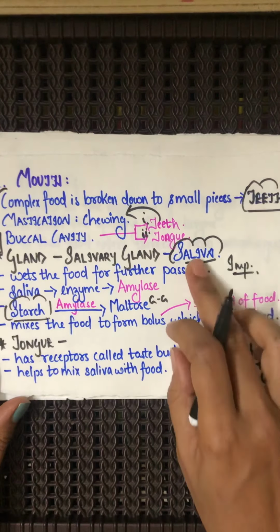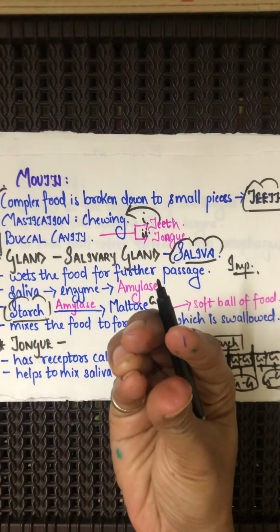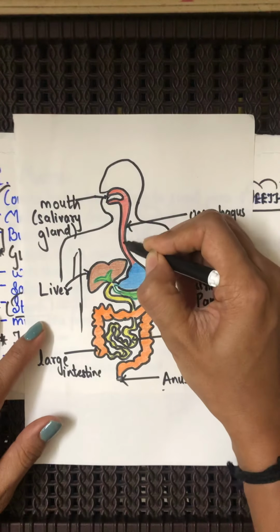A soft ball of food. So that soft ball of food can be swallowed to the esophagus.